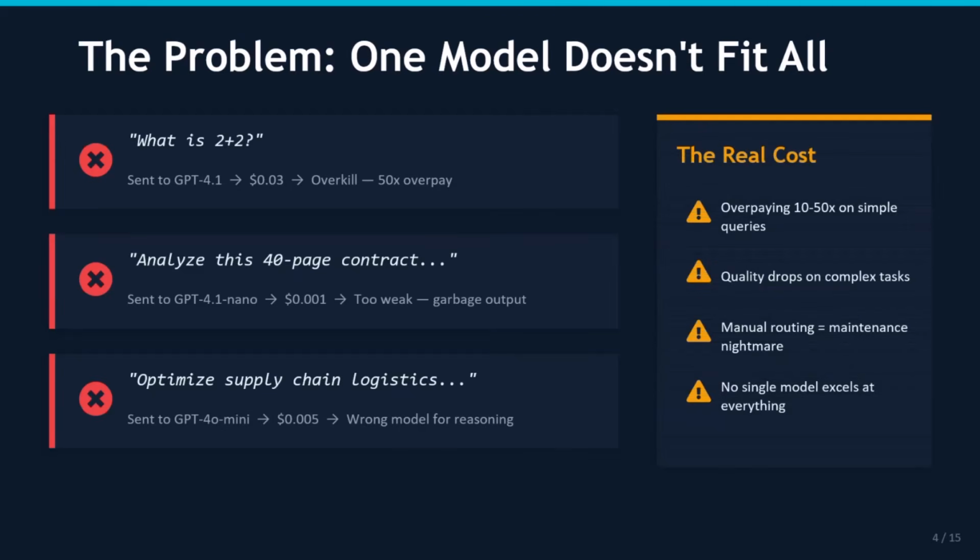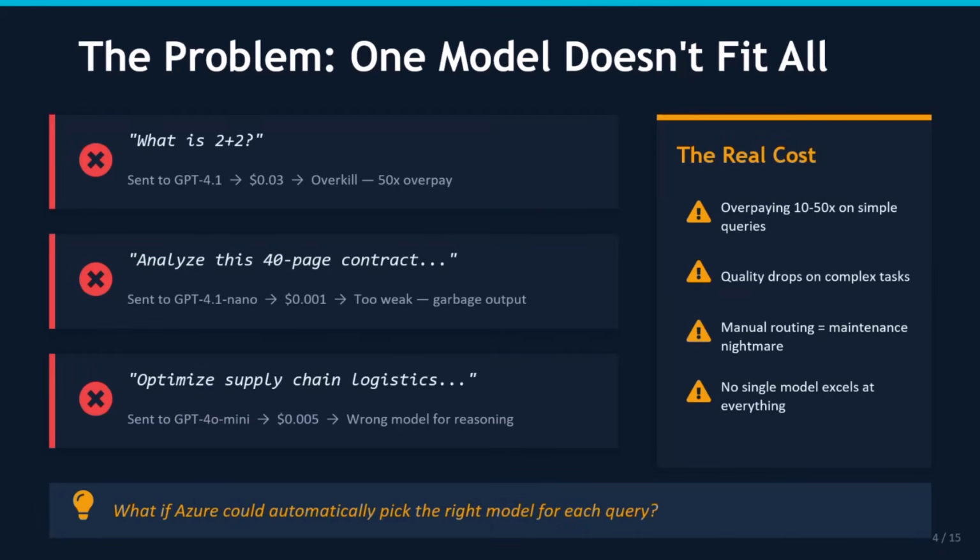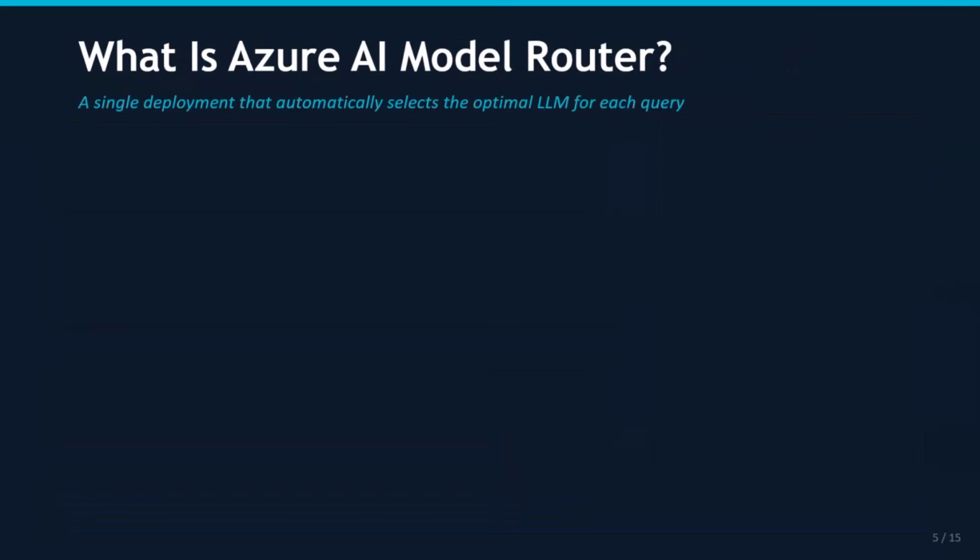So the real cost here isn't just money, it's maintenance. If you try to build routing logic yourself, you're writing a classifier, maintaining a model mapping table, and updating it every time Microsoft drops a new model. That's a nightmare. But what if Azure could just pick the right model for each query automatically? That's exactly what Model Router does.